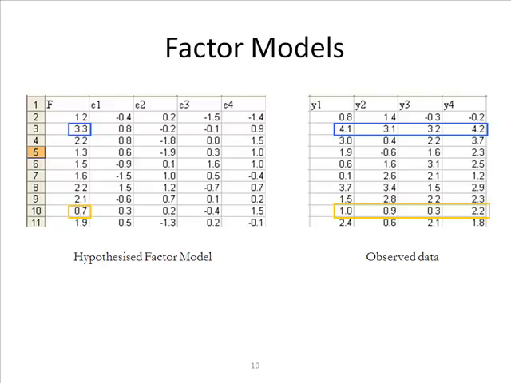In terms of concrete numbers, this is our typical data taken from a spreadsheet where we've got 4 responses: people who score 0.8 on the first scale, 1.4 on the second scale, minus 0.3 on the third scale, minus 0.2 on the fourth scale.